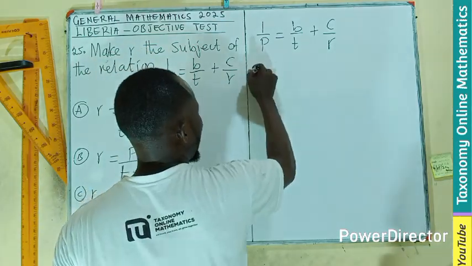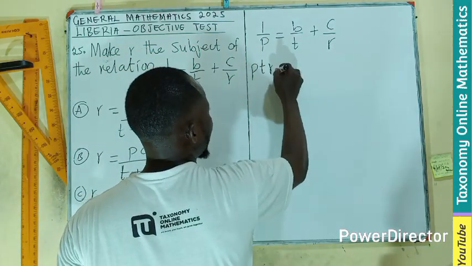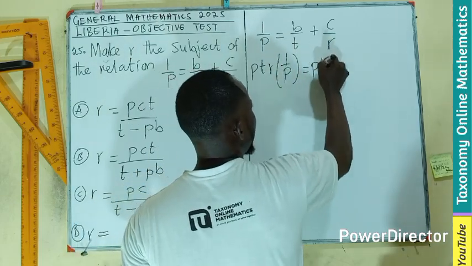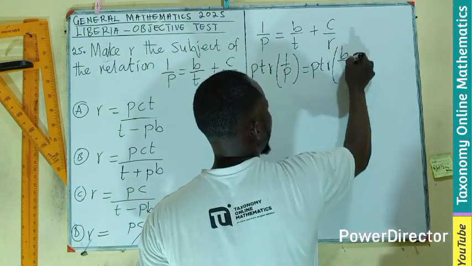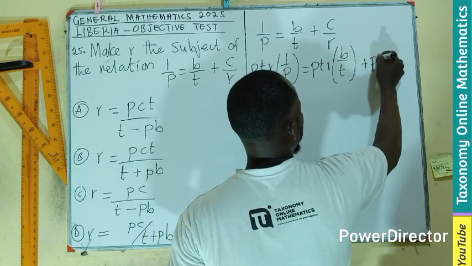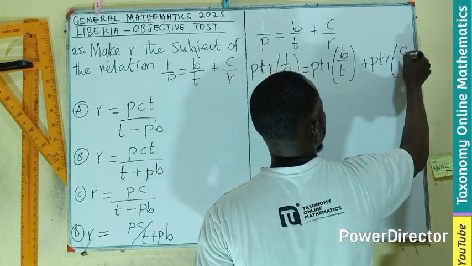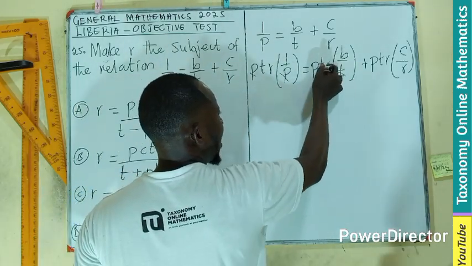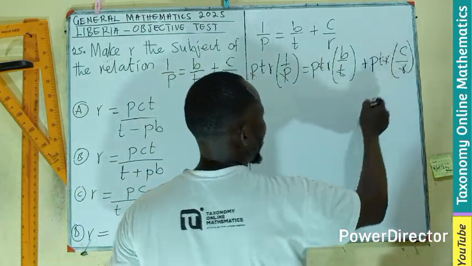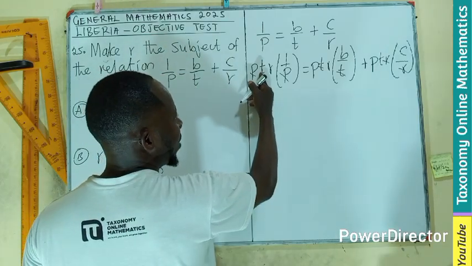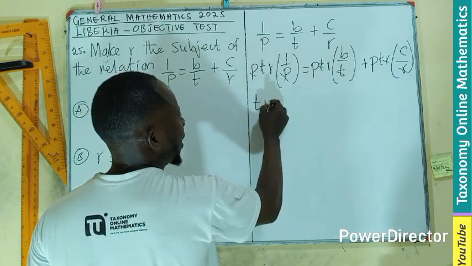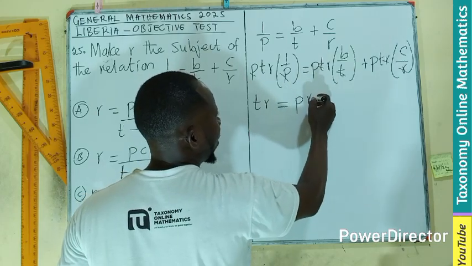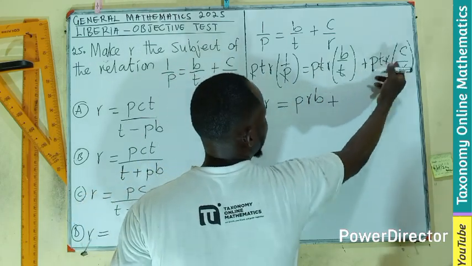So if I multiply here by PTR, let's say I bring a bracket, 1 over P equals PTR into bracket B over T plus PTR multiplying C over R. You see, P will cancel P, T cancel T, and R cancel R. Remaining here, TR times 1, that will be TR. PR times B, PR B. Then PTC.